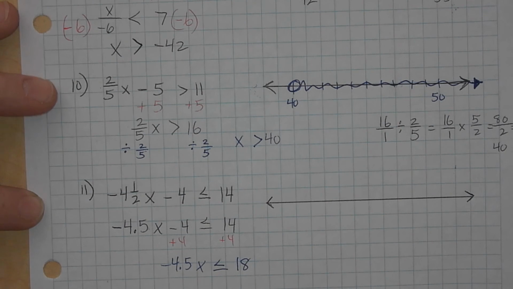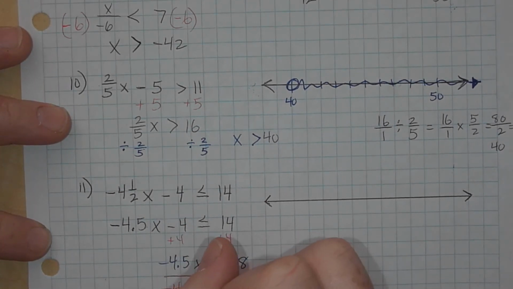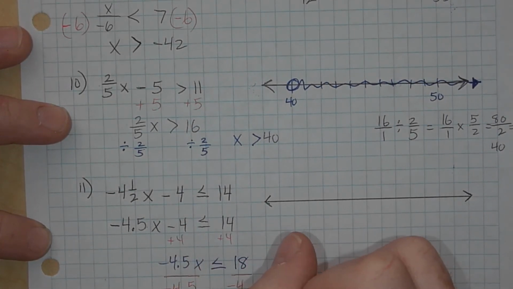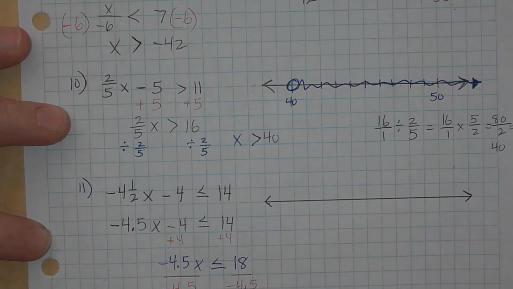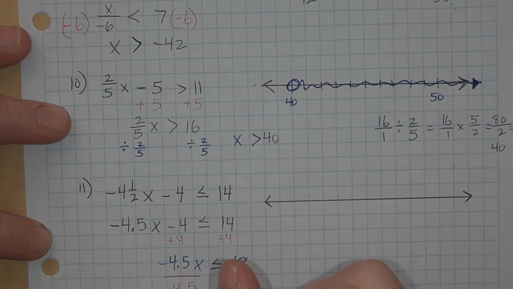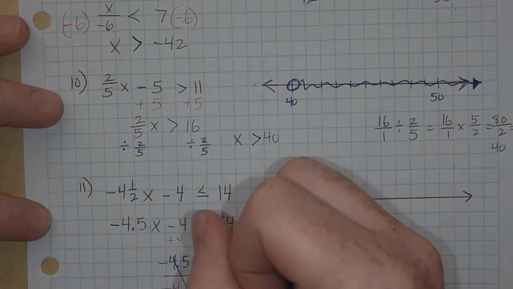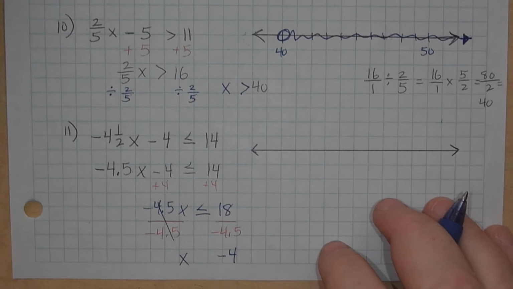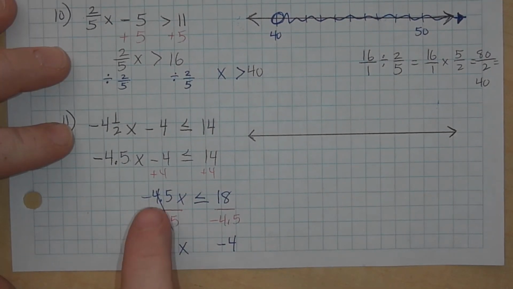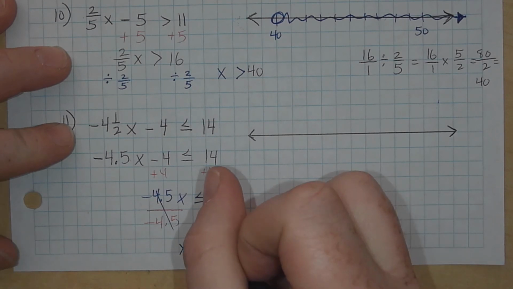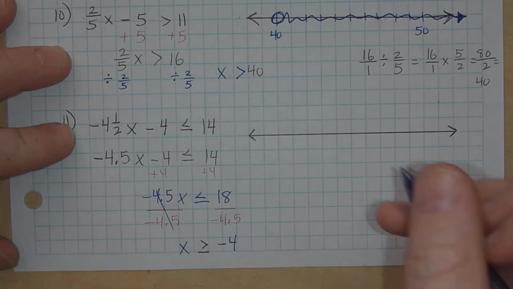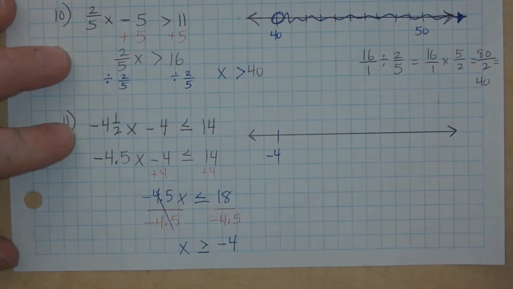Okay, and then what you want to do is divide both sides by negative 4.5. You're going to get negative 4, I believe. Yeah, negative 4. We get x, because this cancels out, right? Negative 4.5 divided by negative 4.5 is going to be x. That's going to cancel out. This is going to become negative 4. Now, because we divided by a negative number, that means we have to flip that inequality over. So, again, we get negative 4 here.